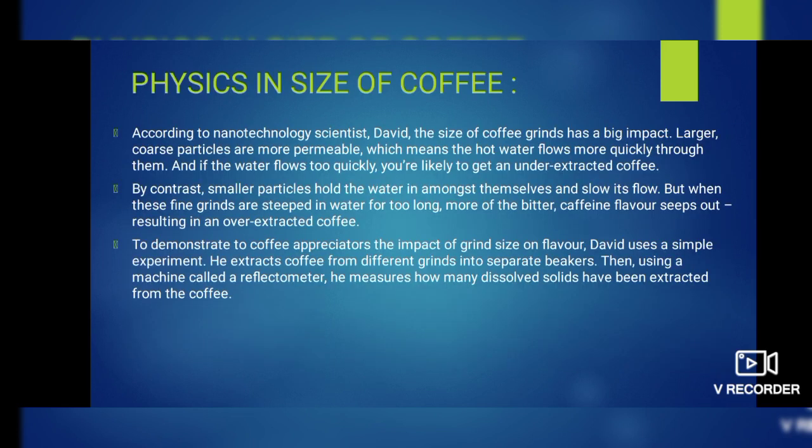According to nanotechnology scientist David, the size of coffee grains has a big impact. Larger coarse particles are more permeable, which means the hot water flows more quickly through them, and if the water flows too quickly, you are likely to get an under-extracted coffee. By contrast, smaller particles hold the water in amongst themselves and slow its flow.